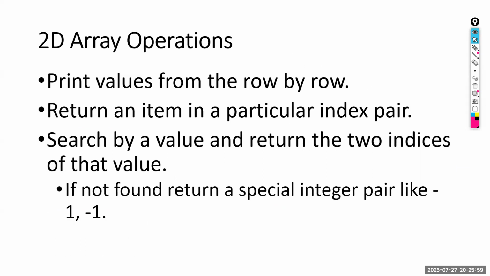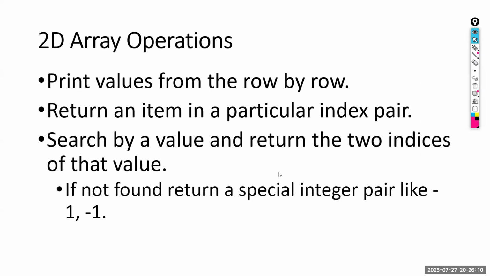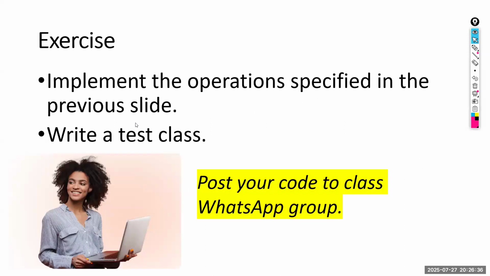2D array. What are the 2D array operations? Print values row by row. That is exactly what we do here. Return an item for a particular row index and column index pair. For a given 2D array, you check whether a particular value is there in the array. If so, you send that index pair. Else you can say something like -1, or you can throw an exception. You can implement that also for your 2D array, right?